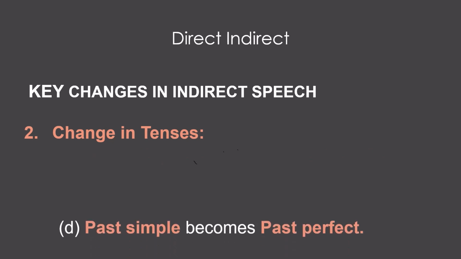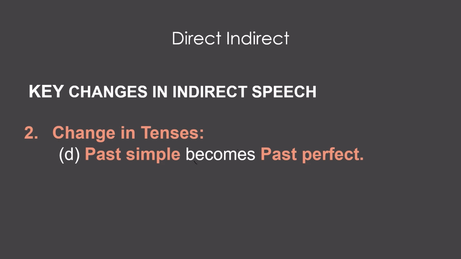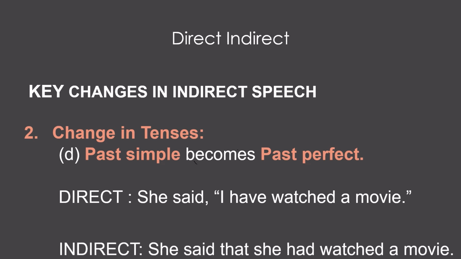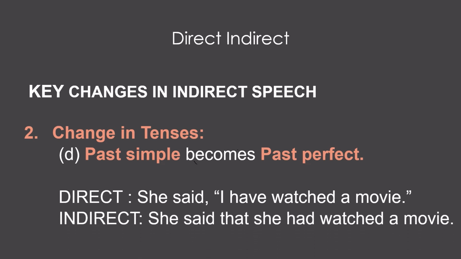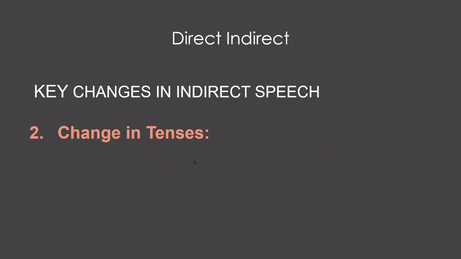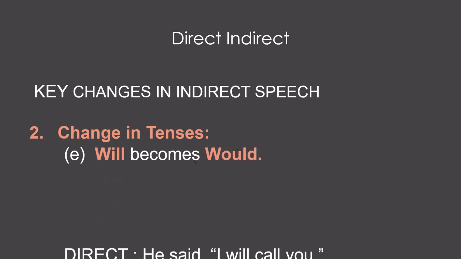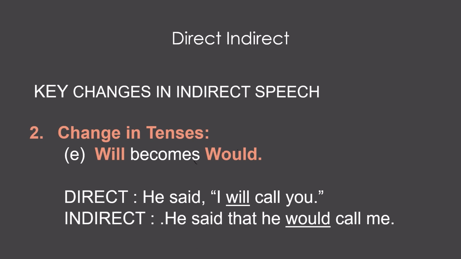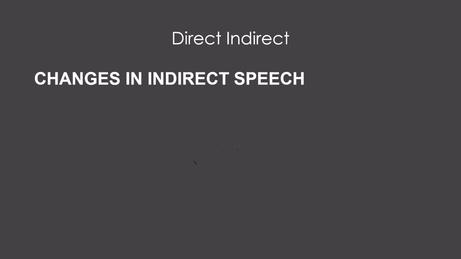Past simple becomes past perfect. For example, direct. She said, "I watched a movie." Indirect. She said that she had watched a movie. Will becomes would. For example, direct. He said, "I will call you." Indirect. He said that he would call me. This is known as backshifting of tenses.